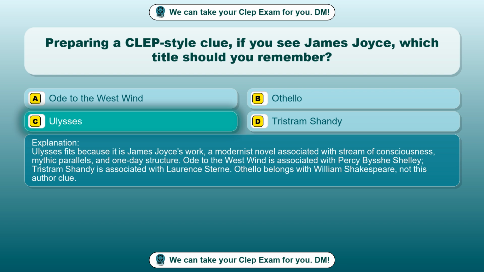Ulysses fits because it is James Joyce's work, a modernist novel associated with stream of consciousness, mythic parallels and one-day structure. Ode to the West Wind is associated with Percy Bysshe Shelley, Tristram Shandy is associated with Laurence Sterne. Othello belongs with William Shakespeare, not this author clue.